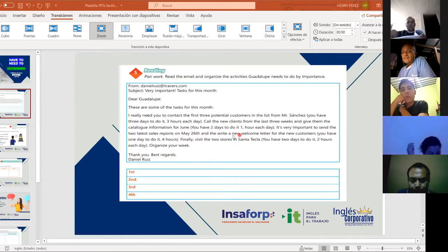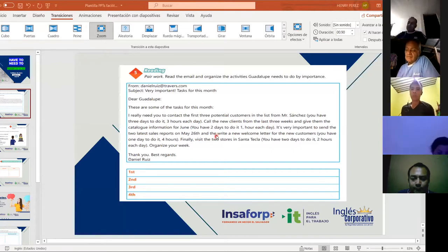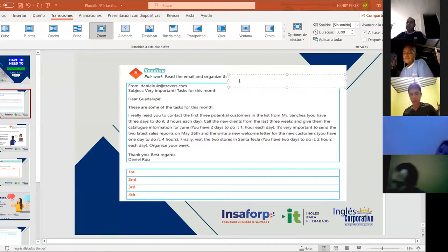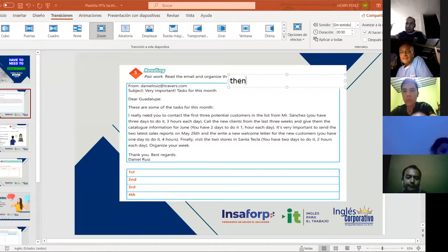Hay un pequeño error aquí, let me see. Ok, ¿ven esta palabrita aquí? ¿La pueden ver, clase? And then. Tiene que haber una N allí, and then, y luego escribir un nuevo. Póngale una N allí, corríjanlo por favor, tiene que ser así la palabra. Then. Así como está en la pantalla. Then. All right.